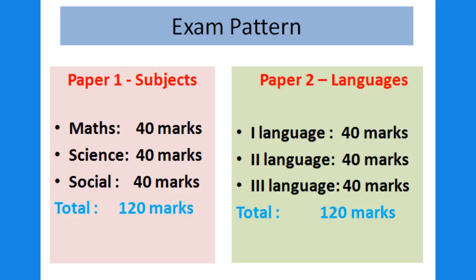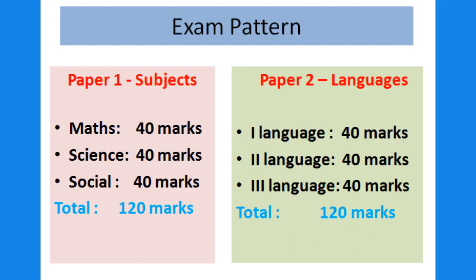We'll see the new examination pattern. This year SSLC exam consists of two papers. Both the papers will be objective type, which is multiple choice questions. Paper 1 consists of core subjects. Section A is mathematics, section B is science, section C is social. Each subject has 40 marks multiple choice questions. Total 120 multiple choice questions for 120 marks.